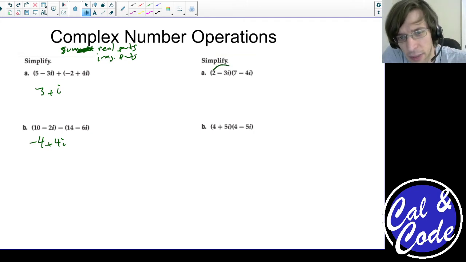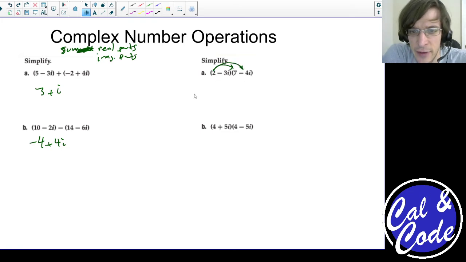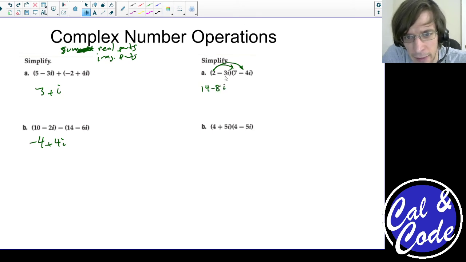To do that, it's a little bit different. We're going to use our old friend, the distributive property. So I'm going to distribute this 2 into the 7 and the negative 4i and get 14 minus 8i. I'm going to take my negative 3 and distribute it into the 7 and the negative 4i and get negative 21i plus 12i squared.